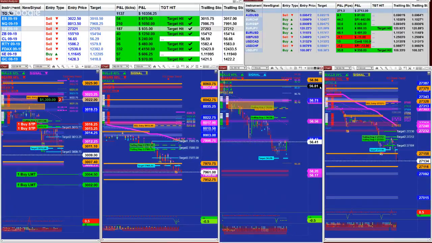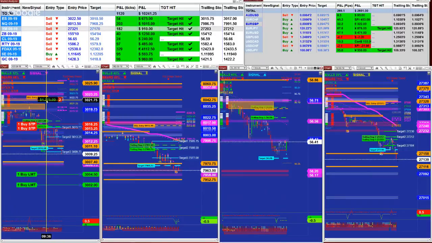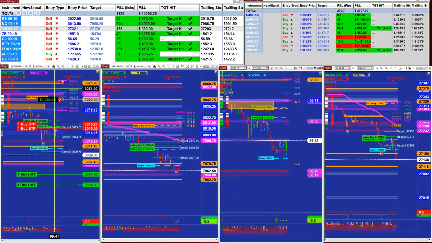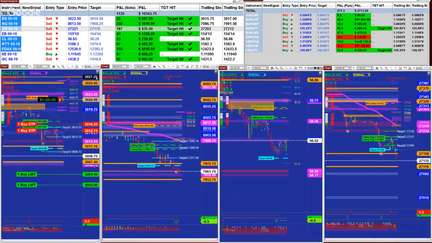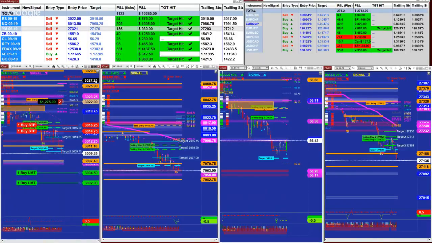If we look at the market analyzer, there is 675 based on one contract, two contracts 1,300. This is the difference. You can put one target, two, three, whatever you like. The higher risk you take, the higher reward.